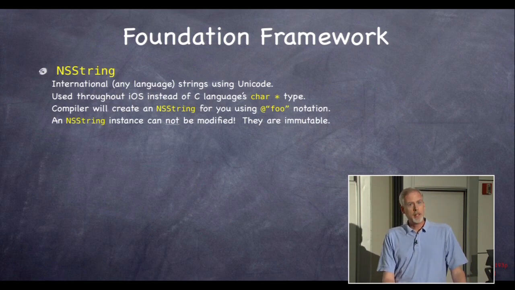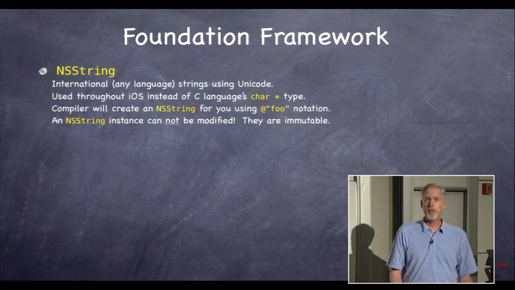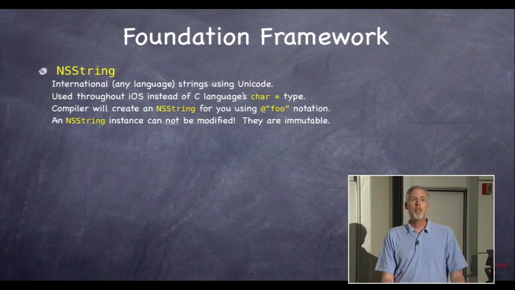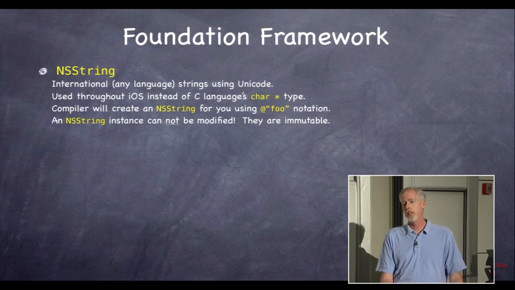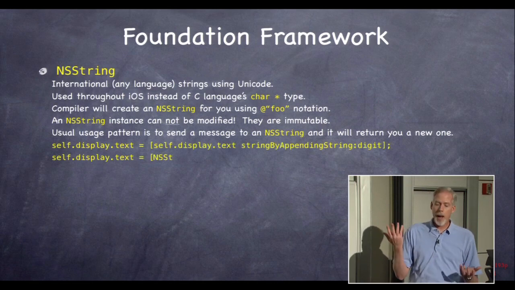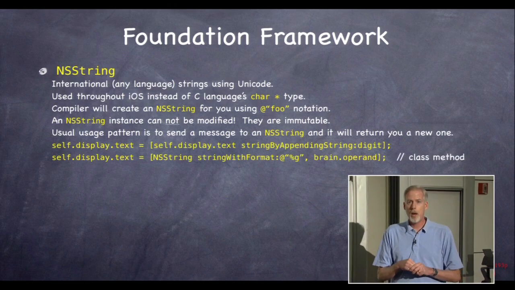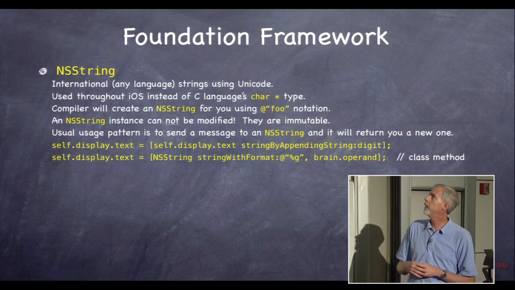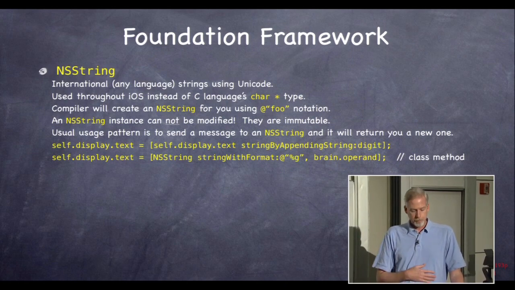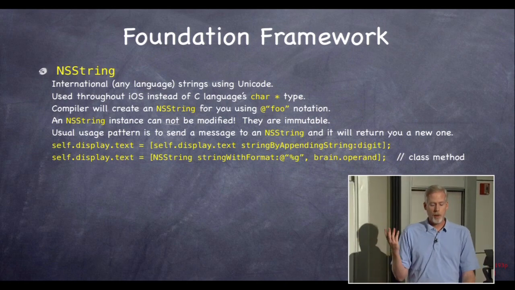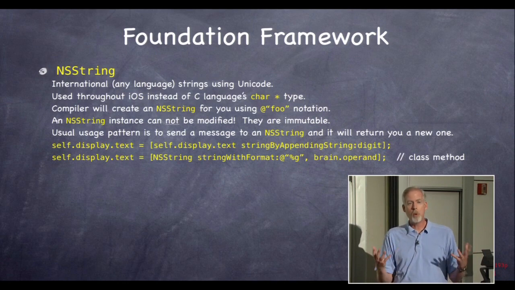NSString is immutable. It cannot be modified. If you want to modify it, you either have to get a mutable version, which I'll talk about in a second, which you probably don't want to do, or you just ask the string to do whatever you want to do to it, and it'll give you a new string with the result of having done that thing to it, like appending a digit onto it. So the normal usage pattern for a string is to send it a message, like we did with self.display.text equals self.display.text stringByAppendingString digit. Or a class method, same thing. We are creating new strings. They're immutable. Once they're created, we can't change them. So we create them the way we want them.